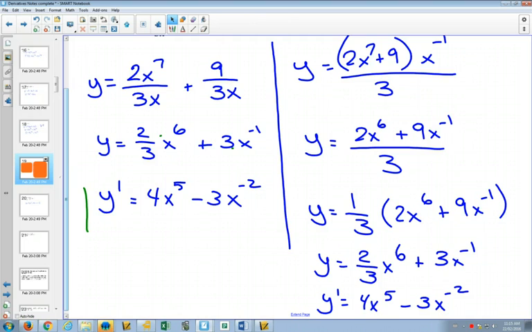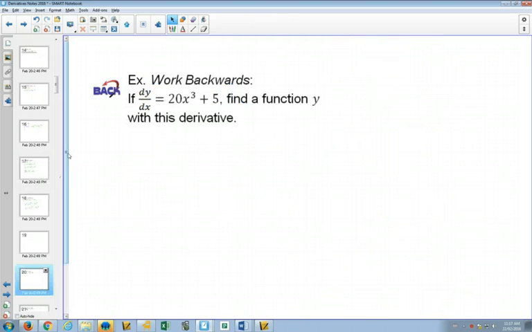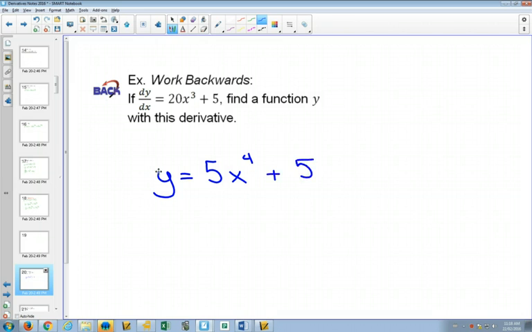Yes? So here's one to work backwards. If you were given the derivative and it was 20x cubed plus 5, what do you think the original function would be? That first one is going to have an x to the 4. And if the 4 came in front to make a 20, what number would have had to be in front? A 5. So that's sort of the idea of how I go about figuring these ones out. Then if you just have a 5, originally it would have been a 5x.